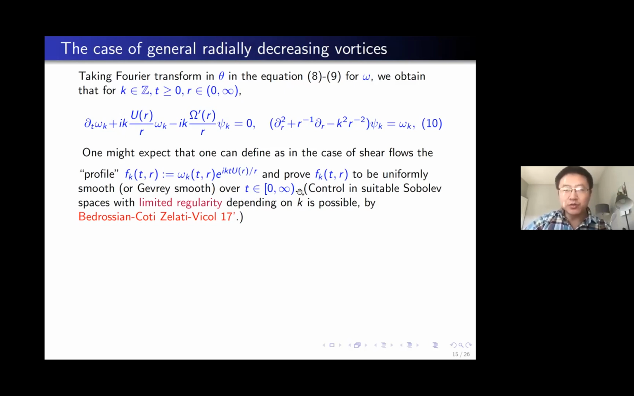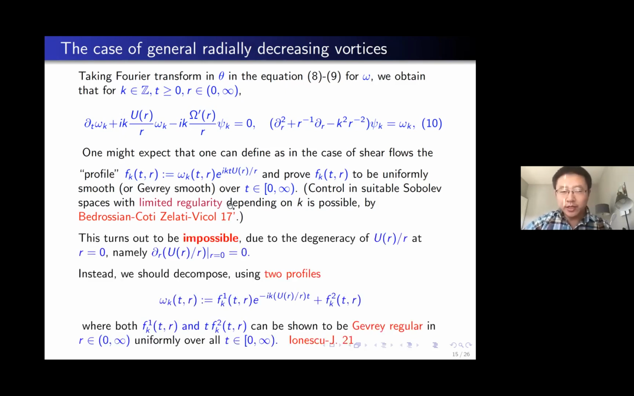Actually, this was attempted by Bedrossian, Coti Zelati and Vicol, and they proved a sharp result in this respect. They proved that you could control f_k in some Sobolev spaces. So you take a few derivatives in r, and the number of derivatives you can control depends on k. Okay, so we will explain why that's the case. So you can control a few derivatives in r, but not all. It seems that it's hard to control all derivatives in r.